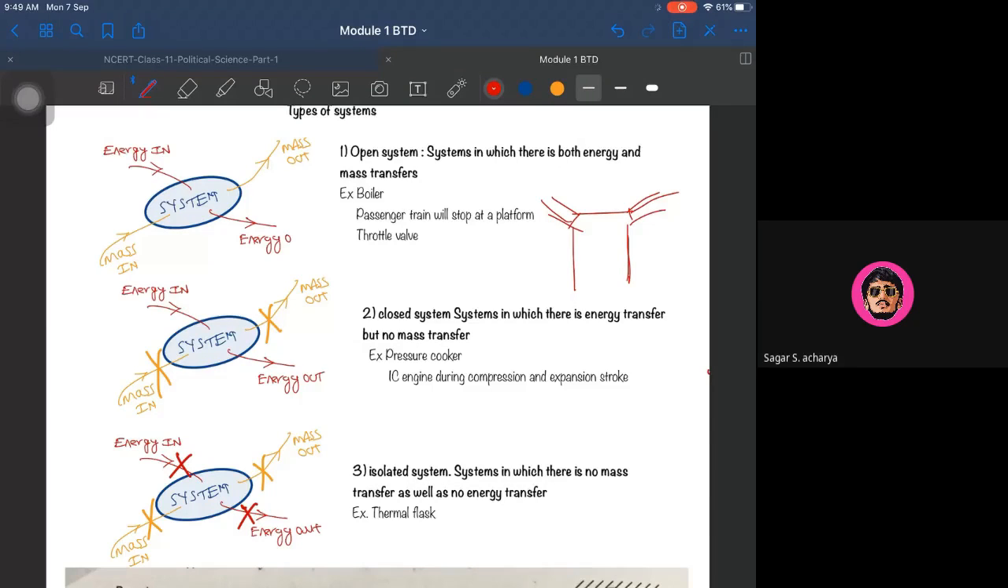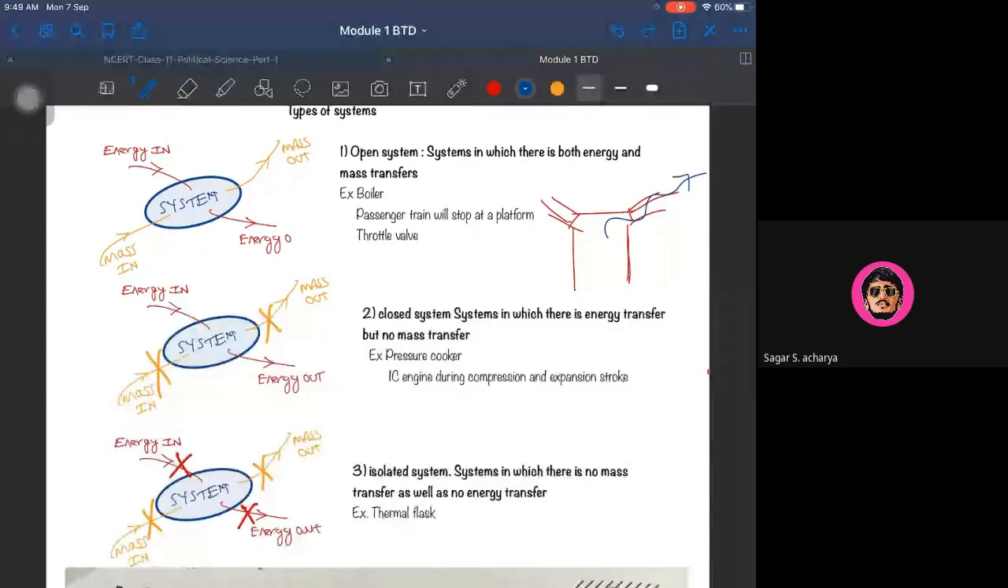During the suction and the exhaust, what happens? The inlet and the outlet valve will be open. During the suction stroke, the fuel and air mixture gets inside the cylinder. That means there is a mass interaction with the cylinder. During that stroke, the system acts as an open system. The same thing happens during the exhaust stroke. The burned gases escape out through the exhaust valve. So definitely there is a mass interaction and it becomes an open system during the exhaust stroke.